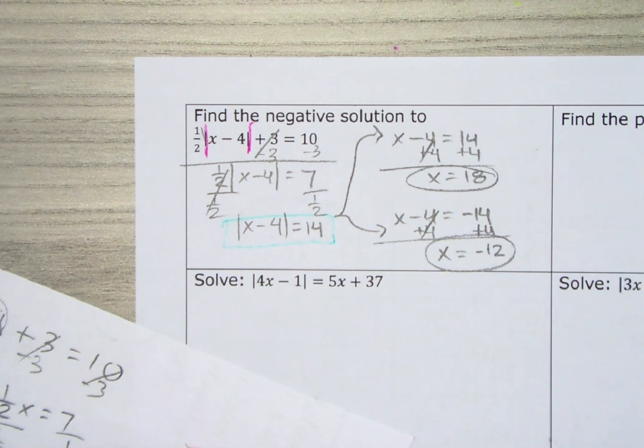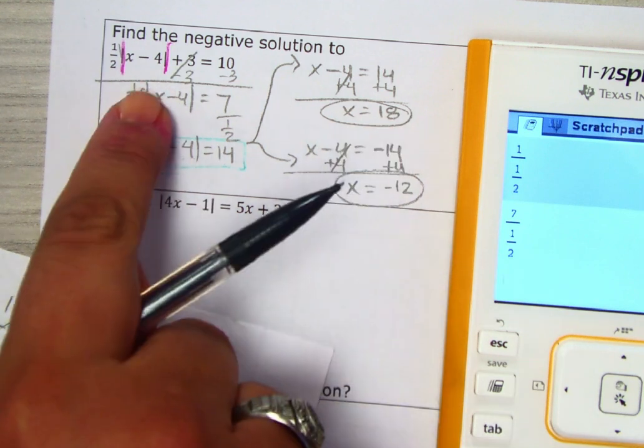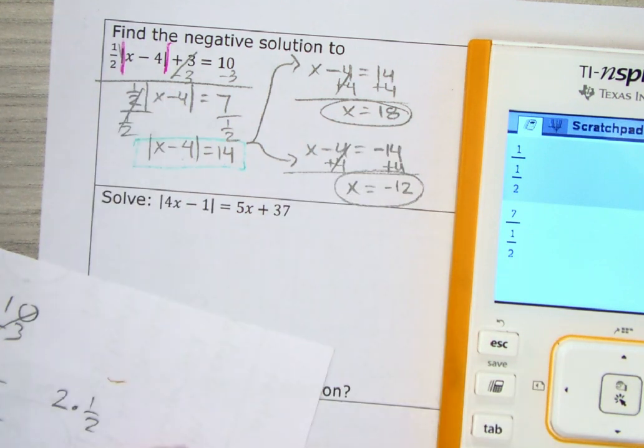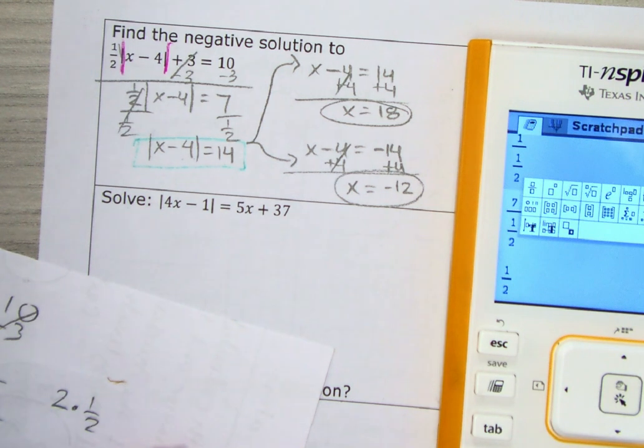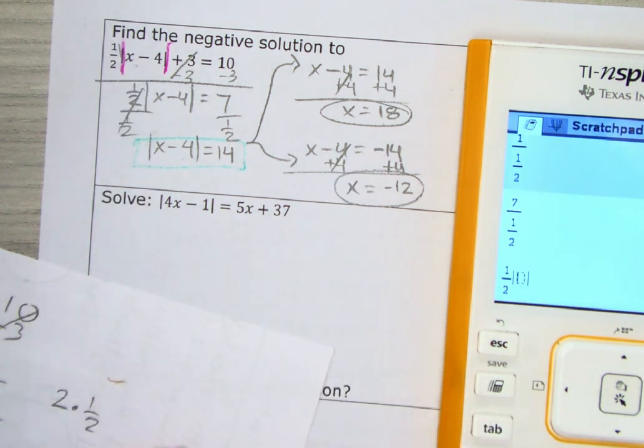And in class, I mentioned for you to quickly check your answers before you move on to the next problem. So just plug that into the original equation. So we're going to type 1/2 absolute value of, instead of x, we're going to put an answer. So 18.